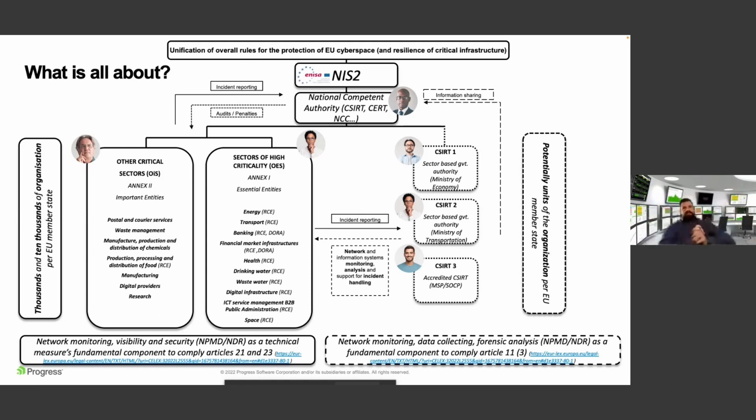Also, all entities and CSIRTs and so on need to share information about incidents, early warnings, threats, and so on. It depends on the national legislation, so the national competent authority, and the national competent authority is responsible for sharing information with the European agencies and so on.